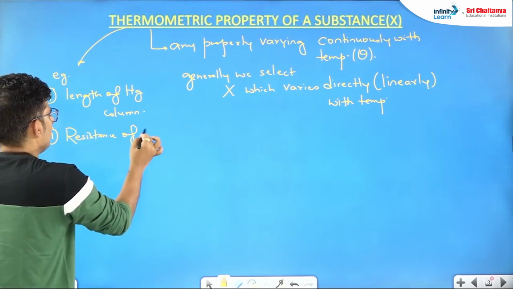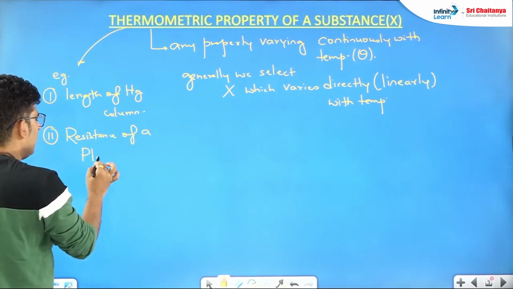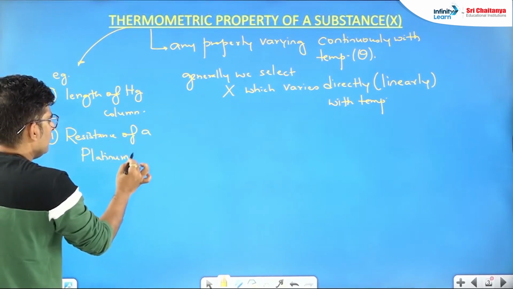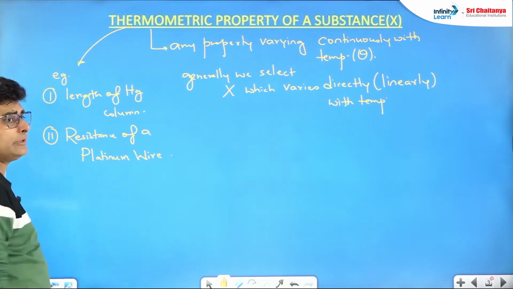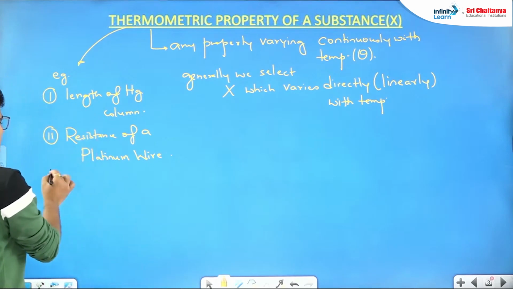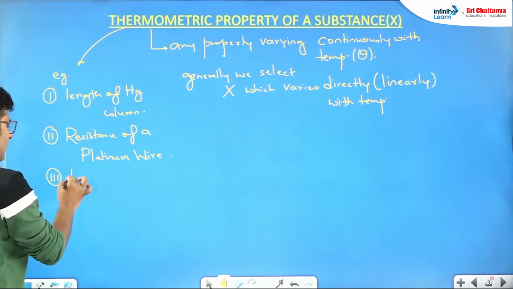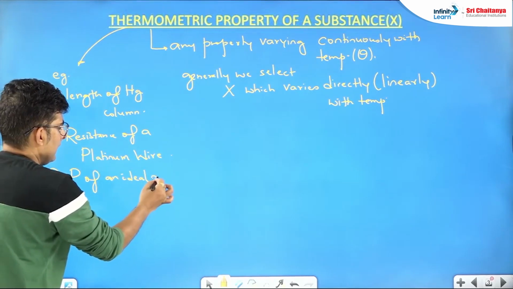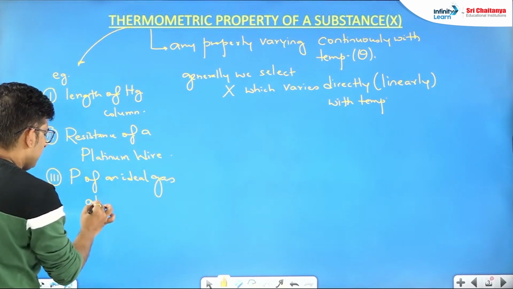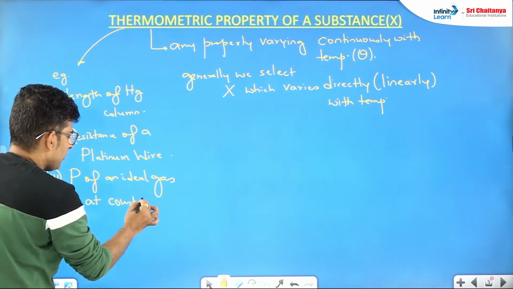Resistance of a platinum wire. You will later on understand there is a type of thermometer which uses the concept of electrical resistance. Then we have pressure of an ideal gas at constant volume.